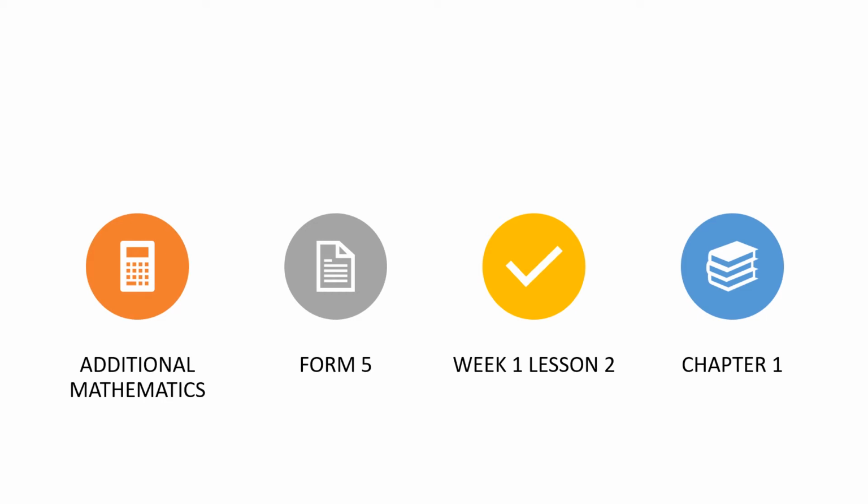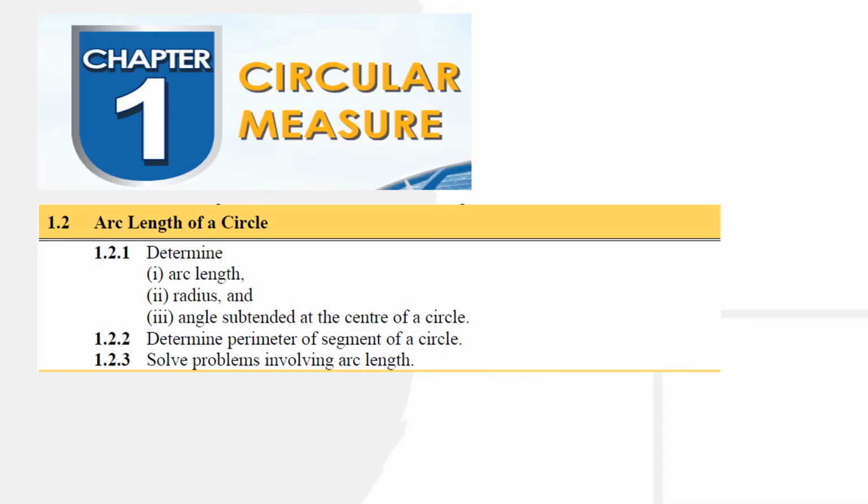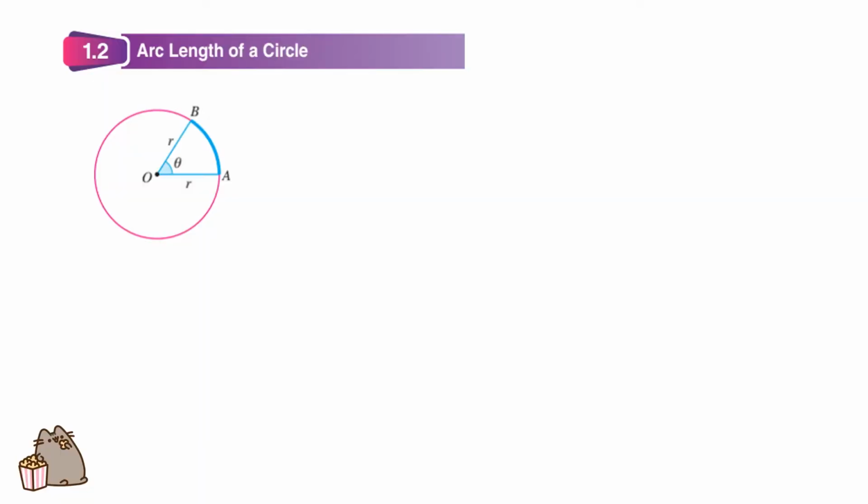Okay, morning girls. Today we continue with our lesson number 2, which is 1.2, arc length of a circle. So today we are going to learn how to determine arc length, radius, and angle subtended at the center of a circle, and then determine the perimeter of a segment, and lastly we solve problems involving arc length.